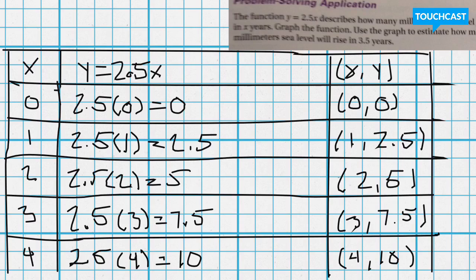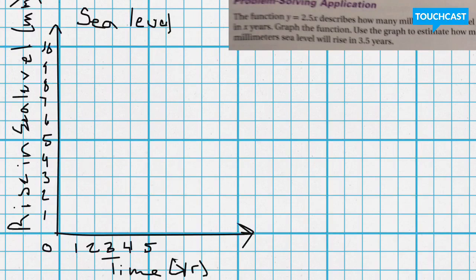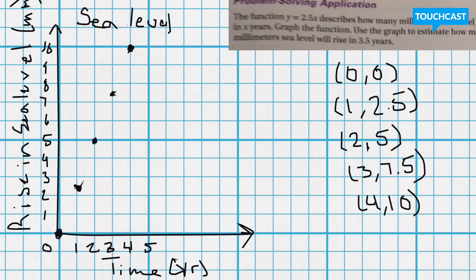Now we can go on to our next step and graph these ordered pairs. So we've labeled our graph sea level, we've labeled our x-axis time in years, and our y-axis the rise in sea level in millimeters. So let's graph our ordered pairs. Because there can be fractions of a year and there can be fractions of millimeters, we are going to connect these dots with a line.